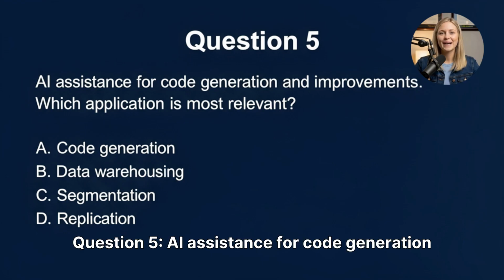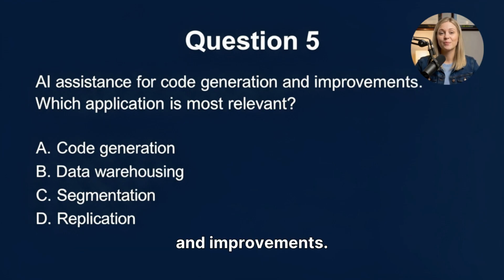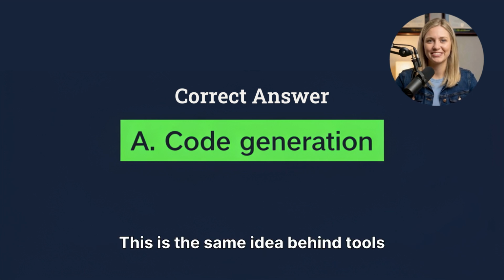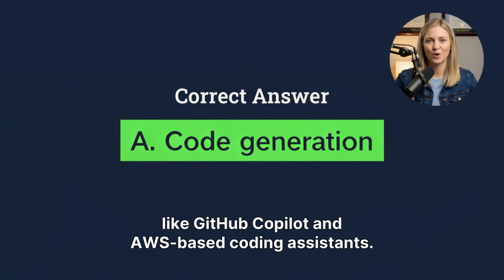Question 5. AI assistance for code generation and improvements. Which application is most relevant? A. Code generation and completion. B. Data warehousing. C. Image segmentation. D. Database replication. Correct answer, A. Code generation is a major foundation model application. This is the same idea behind tools like GitHub Copilot and AWS-based coding assistants.